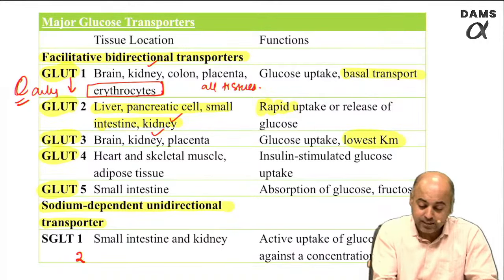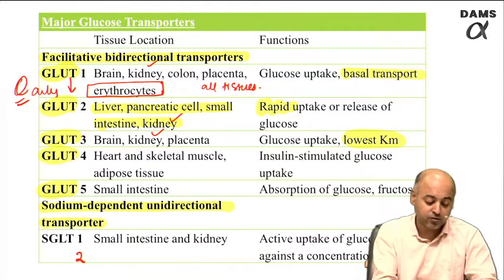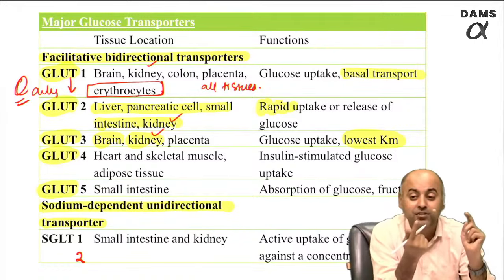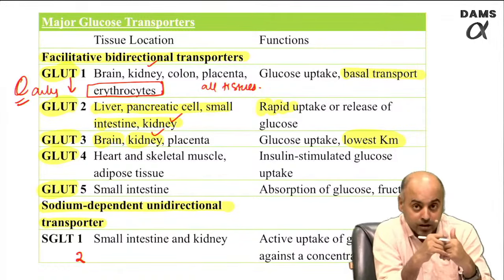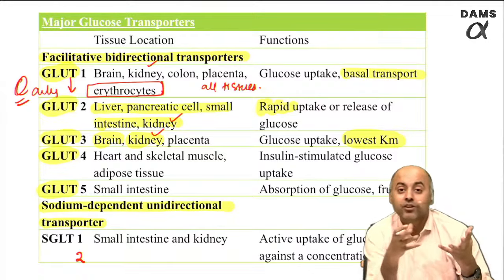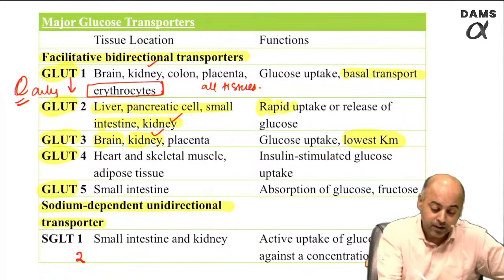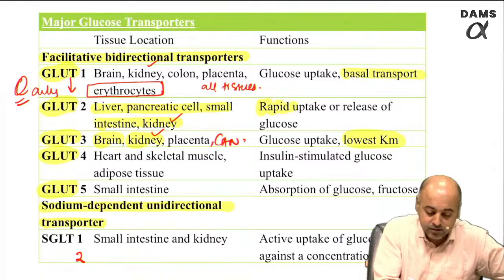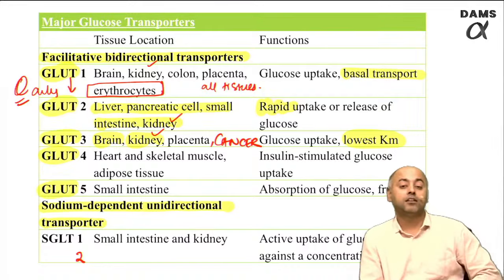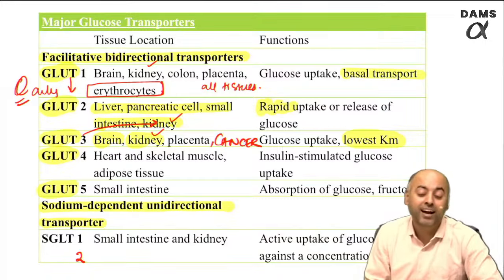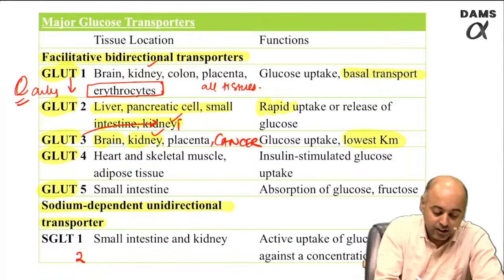GLUT3 is having the highest affinity for the glucose, and therefore in tissues which are surrounded by low concentration of glucose, brain surrounded by CSF, concentration of glucose in CSF is 2/3 that of blood. Similarly, in the renal medulla, you get the venous blood from the vasa recta, so it has a low glucose concentration. Same goes for placenta, and here you can add the cancer cells. Even in cancer cells, the GLUT3 must be active, and we use this property of the presence of active GLUT3 in cancer cells in PET scan to identify cancer cells.